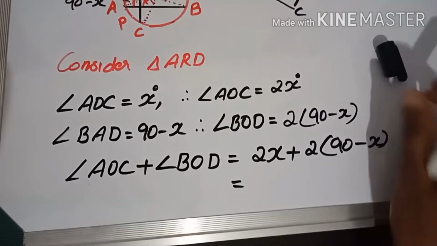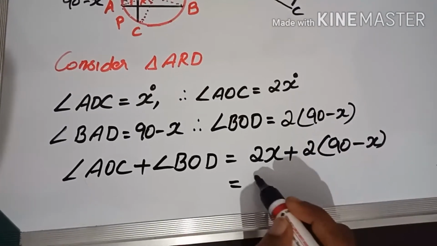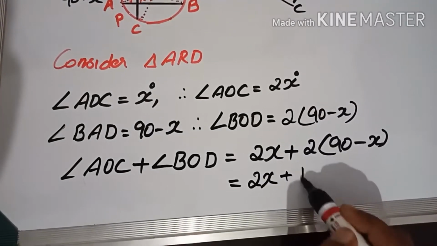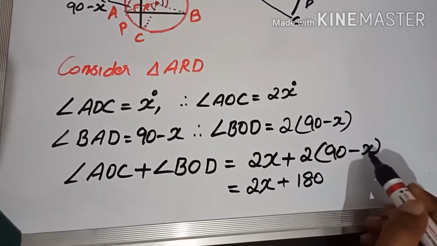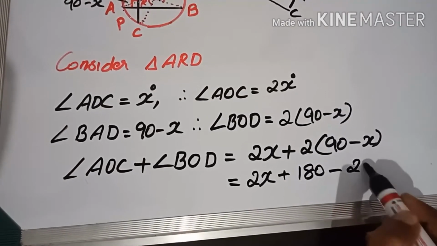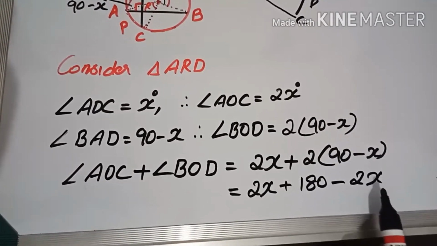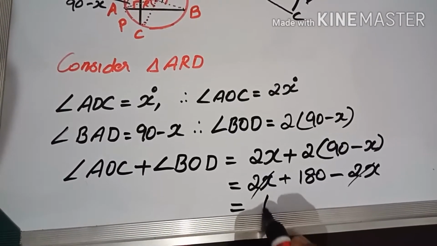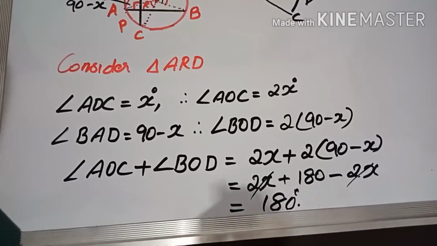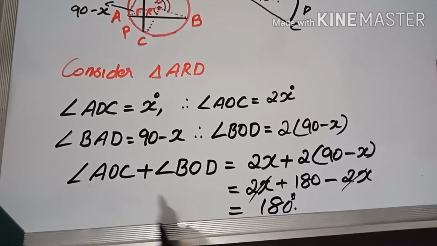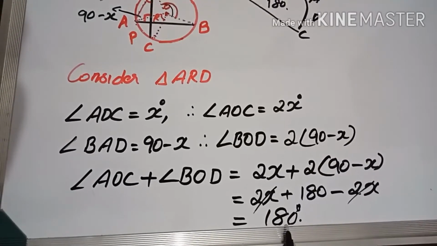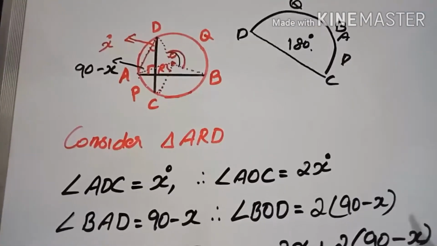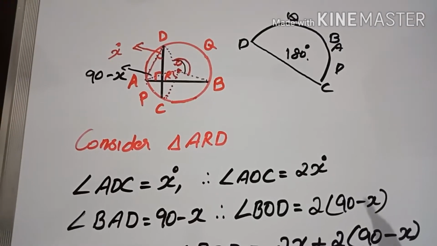Next, let's add this. First one, 2x plus, let's open this bracket, 2 into 90, that is 180. 2 into minus x, that is minus 2x. So here plus 2x, here minus 2x, that we can cancel. Then what remains here? 180 is the final answer, 180 degrees. That means the sum of these two central angles is 180 degrees, so these two arcs form a semicircle. So this is the answer.